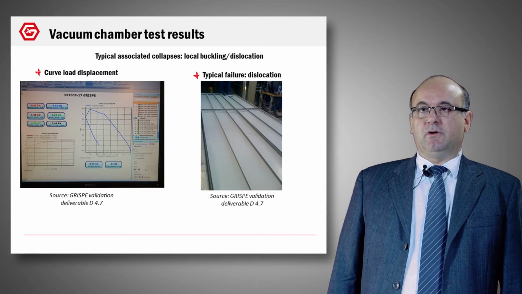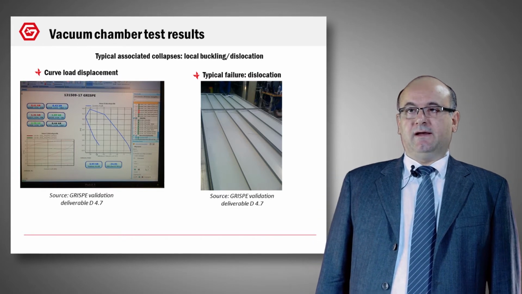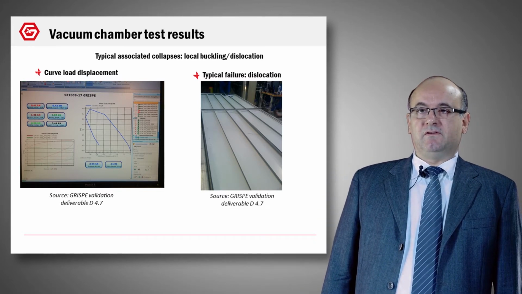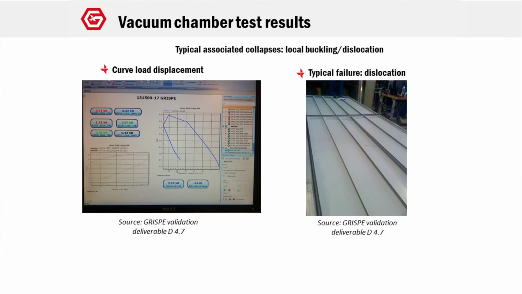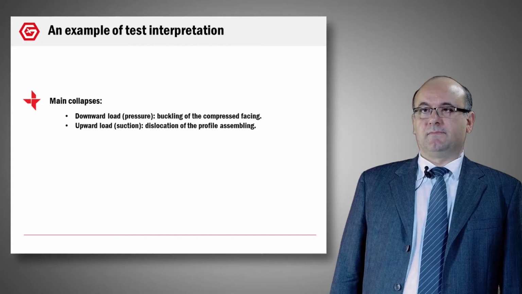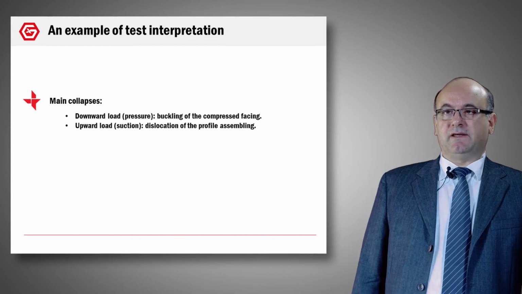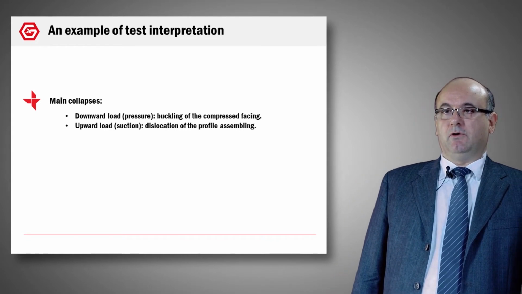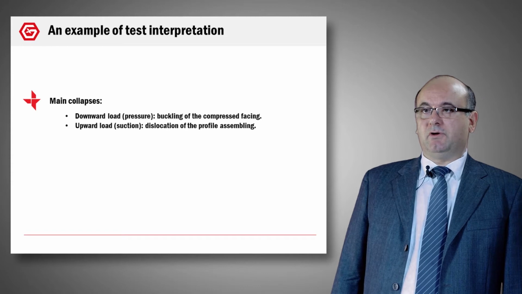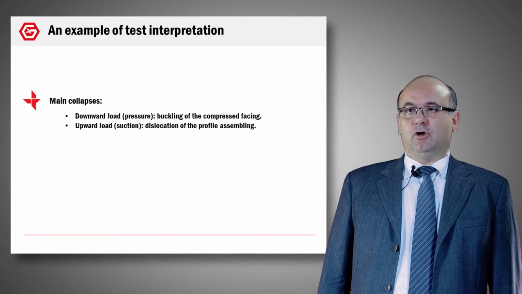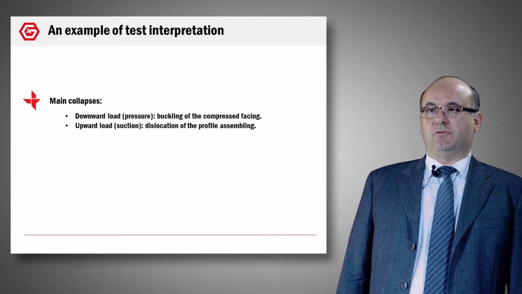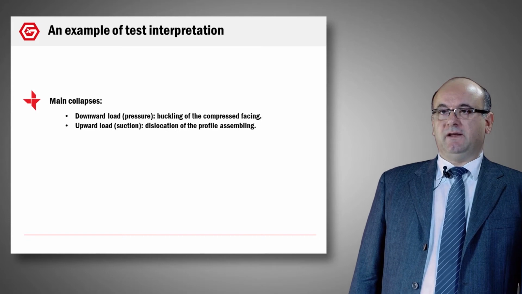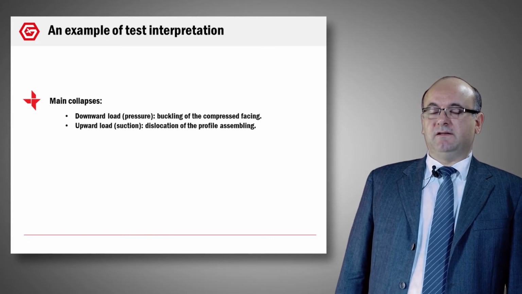Now we have an example of a load-displacement curve concerning the reaction of the support. On the right, you can see a test result and the typical failure, the dislocation of the plank. The main collapses we can see are the downward load, buckling of the compressed facing, and the upward load, suction, dislocation of the profile assembling. These two main collapses are seen very correspondingly.